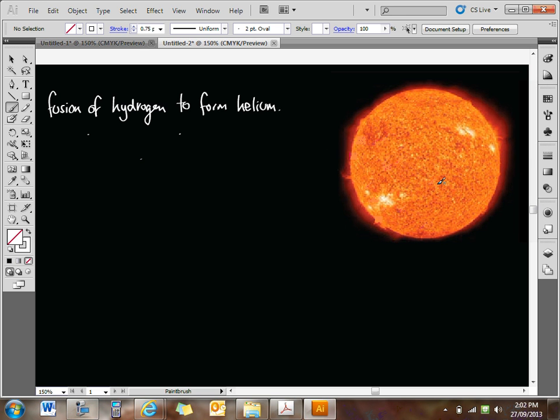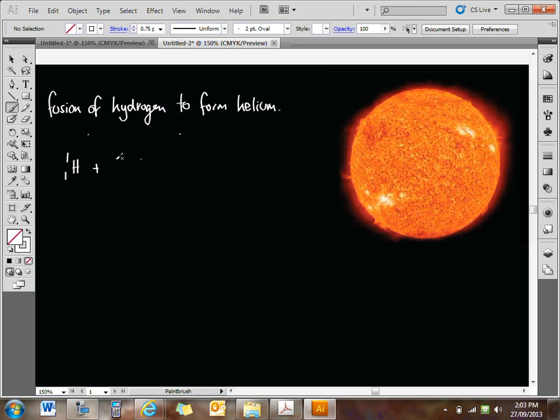Incidentally, Helios is the sun, and so helium was actually first discovered on the sun using a spectroscope. We didn't know of it beforehand. Helium's what makes up much of the atmosphere of the sun. So what sort of reaction are we looking at?